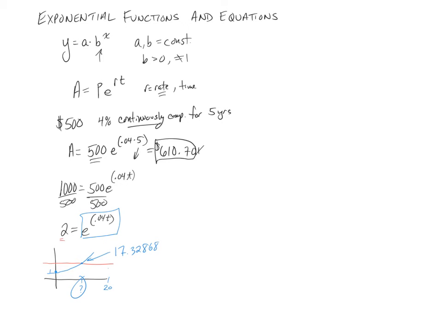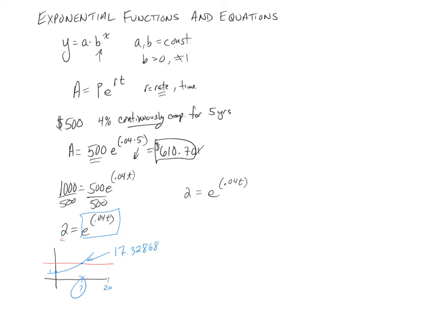So that would be, let's say 17.3 years until that money's going to double. Now, I did mention, of course, you could do it two ways. That graphing is one way. The other way to do it is you come back to your equation 2 equals e to the 0.04t. And you want to knock this e out of here.